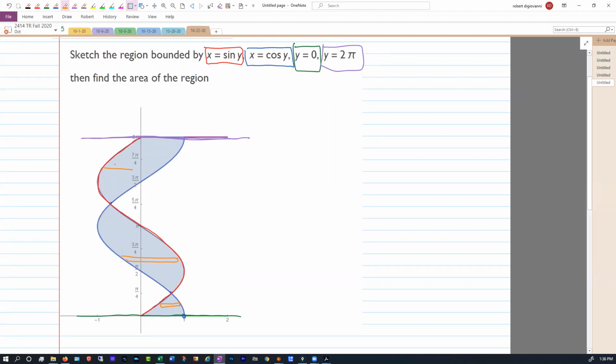But the issue is that in the bottom region, in this region, the one on the right is the blue and the one on the left is the red. But then when you get to this region, they switch places. And then when you get to this region, they switch again, right? Which means we're going to have to break this into 3 integrals.